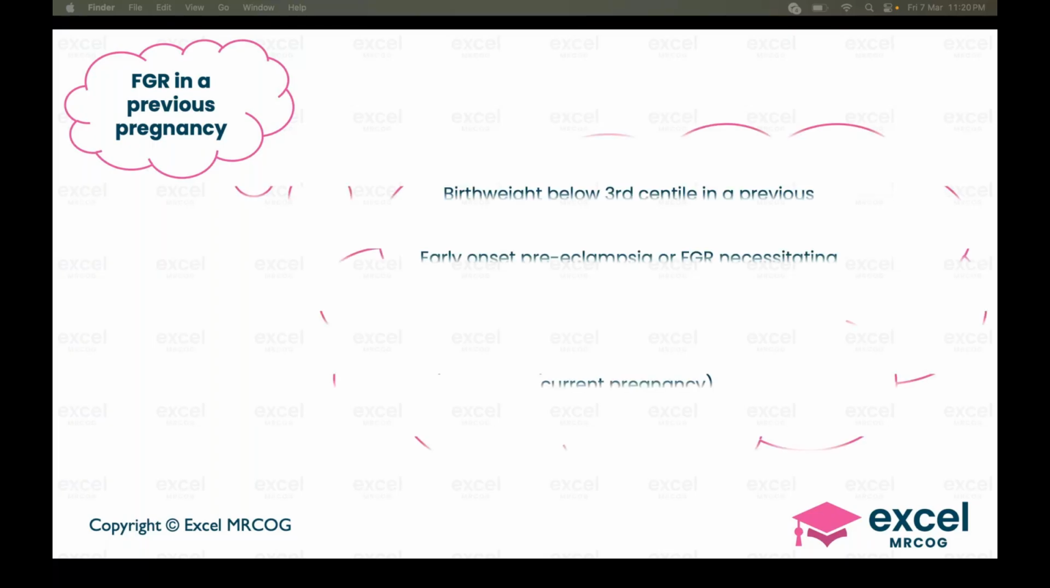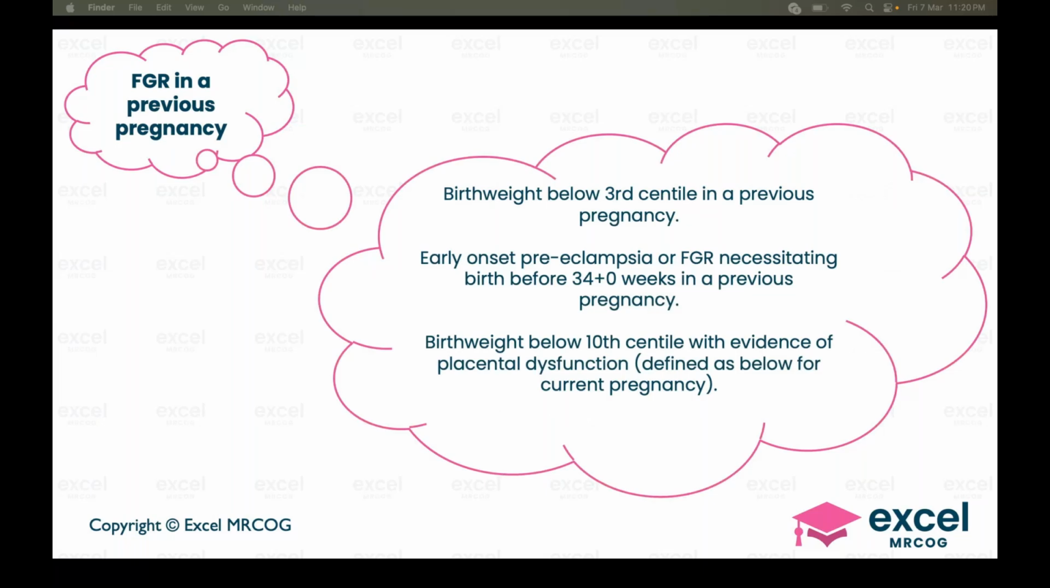In a previous pregnancy, if there is birth weight less than third centile, which is the definition of FGR, or if there is early onset preeclampsia or FGR necessitating birth before 34 weeks of pregnancy. Okay, that means there is growth restriction so much that you had to deliver the pregnancy at less than 34 weeks.